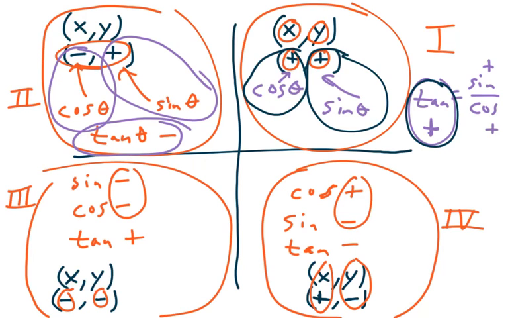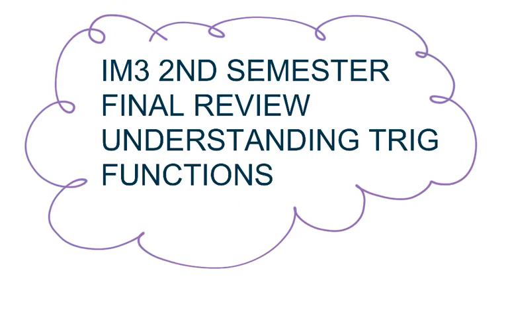Okay? Bottom line, guys, you need to understand in which quadrant is cosine positive, which quadrant is sine positive, and which quadrant is tangent positive or negative in a given situation, okay? And you're going to see that play out in the next video when I have to solve the sine, cosine, and tangent function equations.